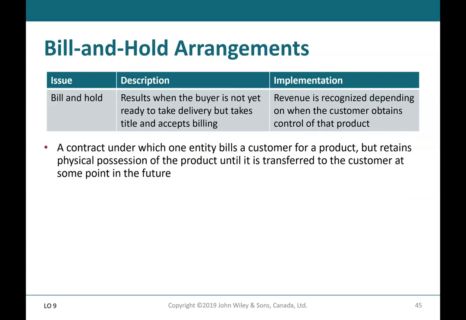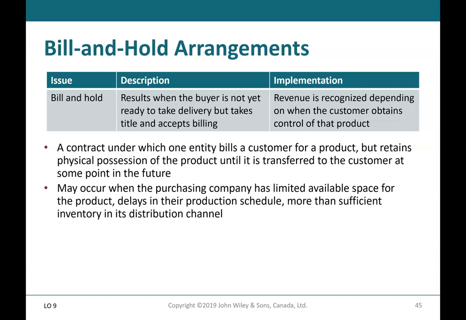Bill and hold. Description. Results when the buyer is not yet ready to take delivery but takes title and accepts billing. Implementation. Revenue is recognized depending on when the customer obtains control of that product. A contract under which one entity bills a customer for a product but retains physical possession of the product until it is transferred to the customer at some point in the future. May occur when the purchasing company has limited available space for the product, delays in the production schedule, or more than sufficient inventory in its distribution channel.